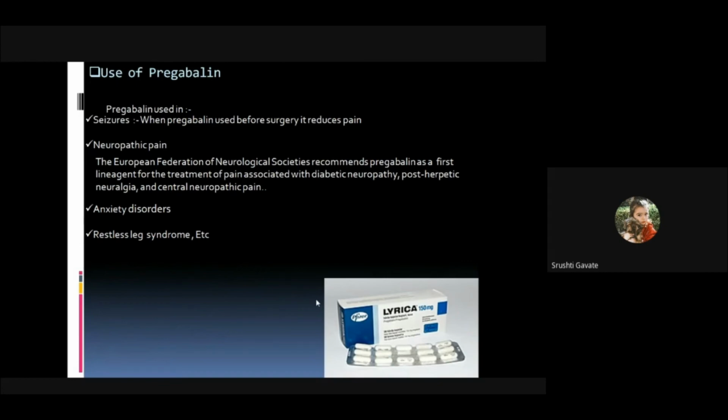Uses of pregabalin. There are many uses of pregabalin. Some of them are seizures. In seizures, when pregabalin is used before surgery, it reduces pain. In neuropathic pain, the European Federation of Neurological Societies recommended pregabalin as a first-line agent for the treatment of pain associated with diabetic neuropathy, post-herpetic neuralgia, and central neuropathic pain, anxiety disorders, restless leg syndrome, etc.